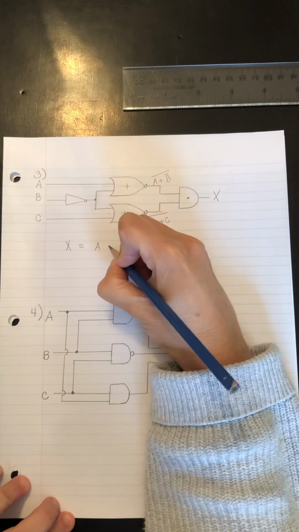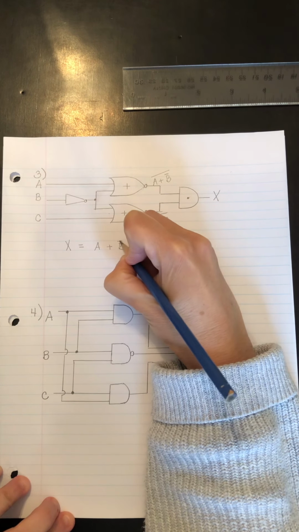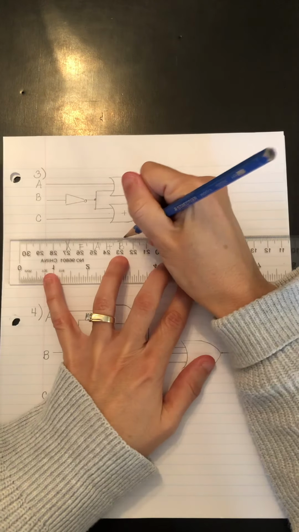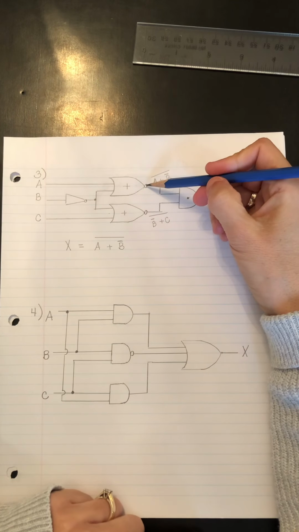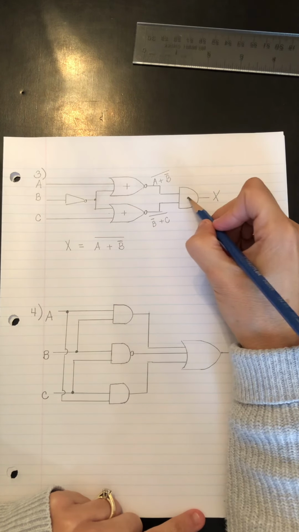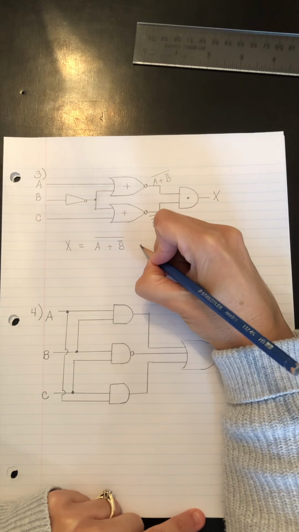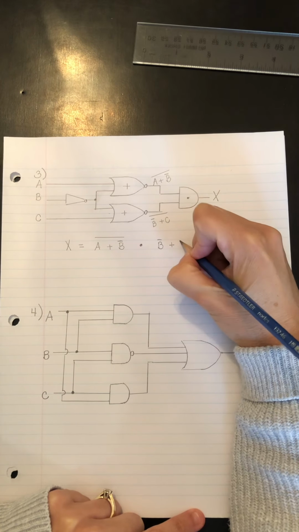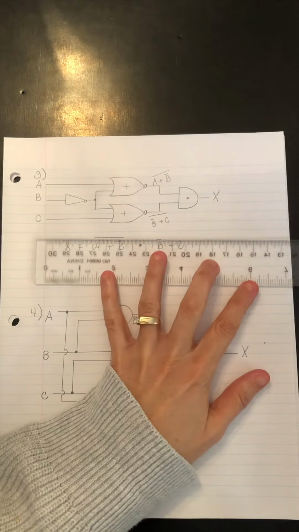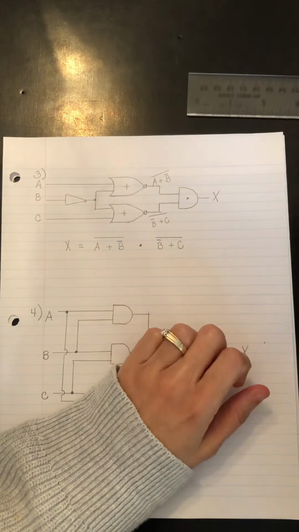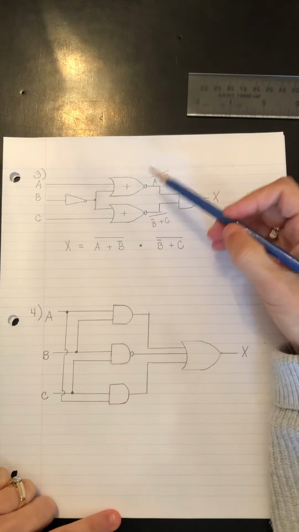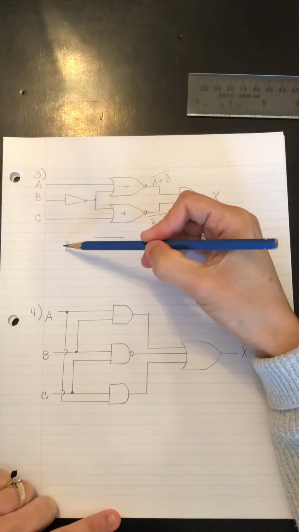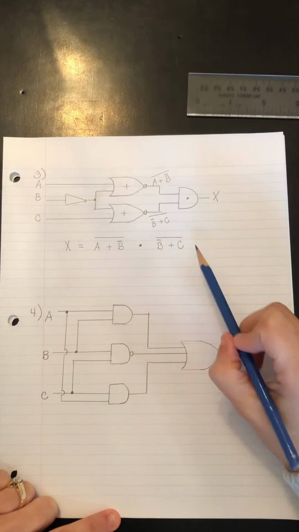So we have A added with B naught and then inverted. So that's this NOR gate here. And then that is multiplied by B naught added with C, all inverted. So this corresponds to this NOR gate here. Okay, so that's the correct expression for X. X is the output and X equals this expression.